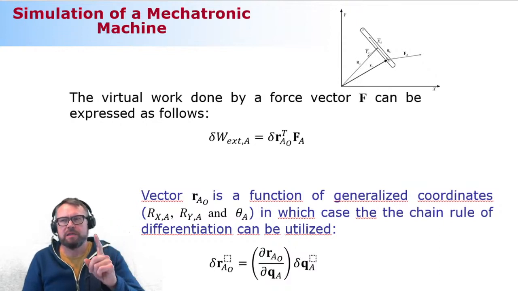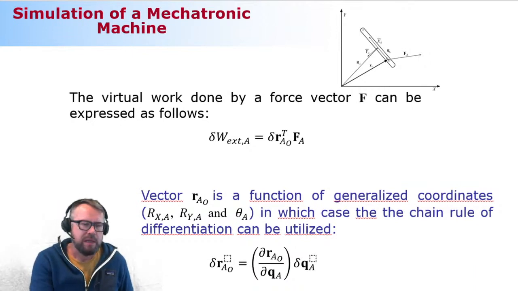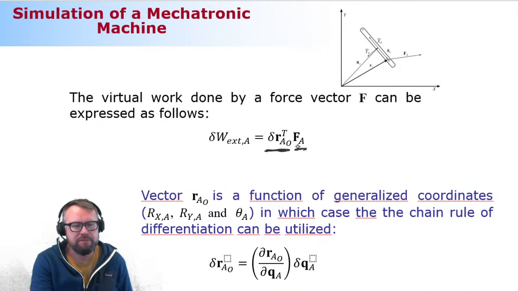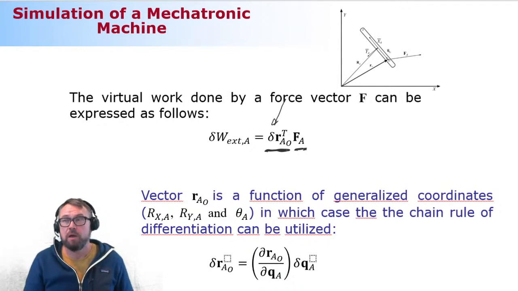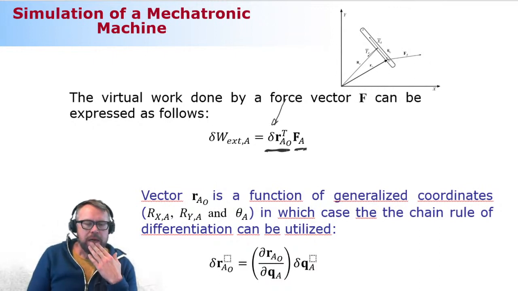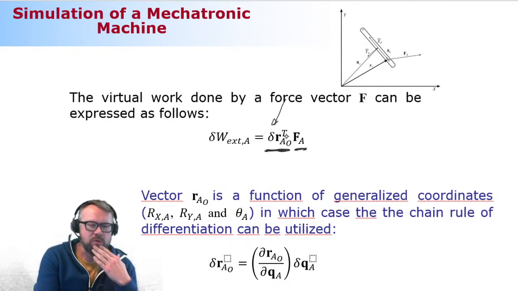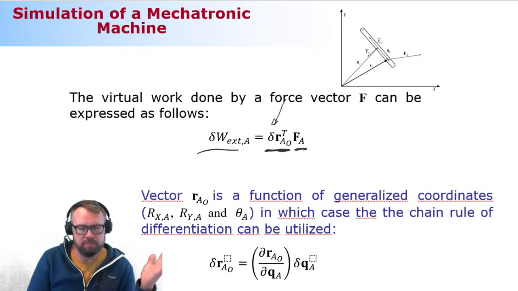And now what we're doing next is counting the virtual work done by that externally applied force. How does that happen? Well, this displacement R is multiplied by the force vector F, in such a way that I'm introducing this delta operation to my vector R, a virtual displacement. And virtual displacement multiplied by force, that's going to be your virtual work, all right?